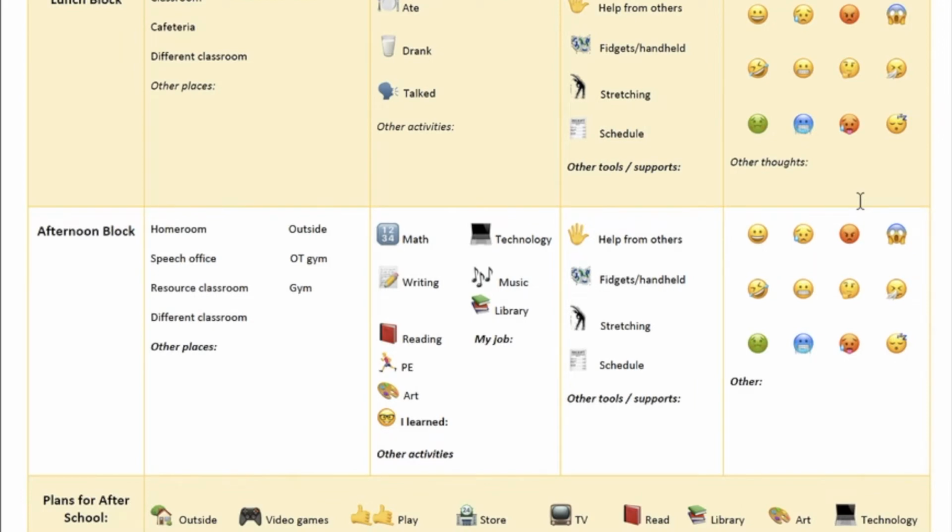So again, there are 2 pages for school going home, the starting my day, the morning block, then the second page, lunch block and afternoon block. You'll see at the bottom of the page, there's also a place for a plan for after school, where we're really trying to bridge that context for the child, that they kind of understand that they've got a whole day, and they can be thinking about home when they're at school and vice versa.